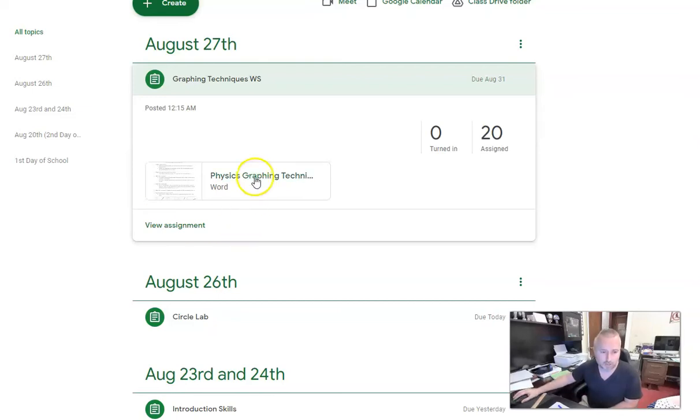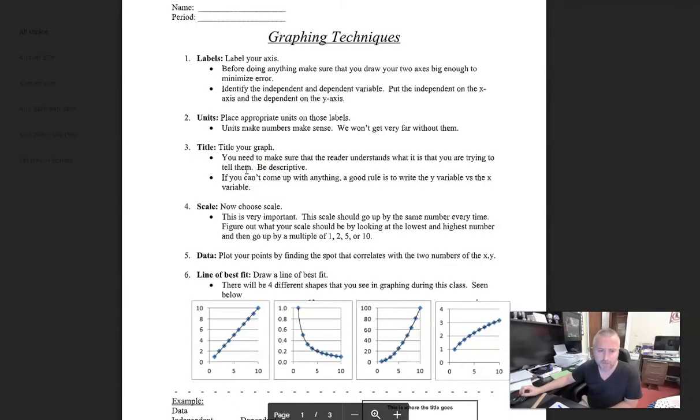So if you look here, this is our graphing technique worksheet that pretty much talks about everything that should be on this graph. And I expect all of these things to be on every single graph that we do. So please make sure they are. The main six are this: labels, units, title, scale, data, and line of best fit.